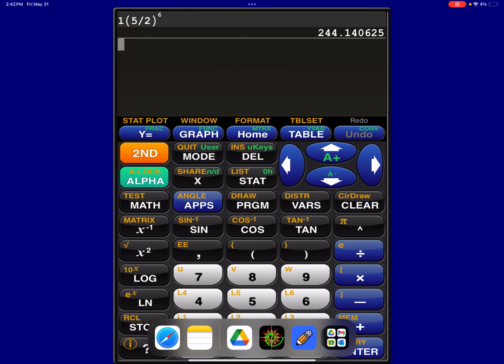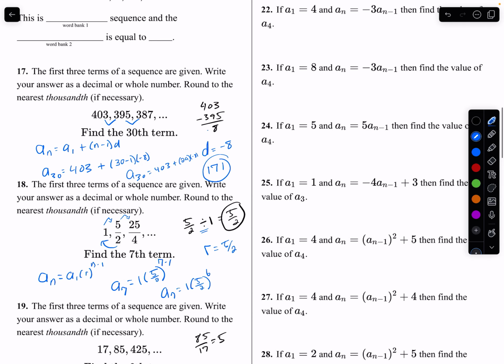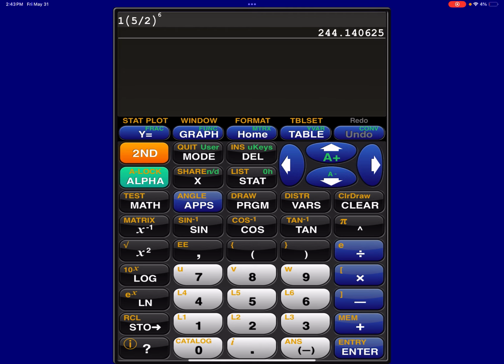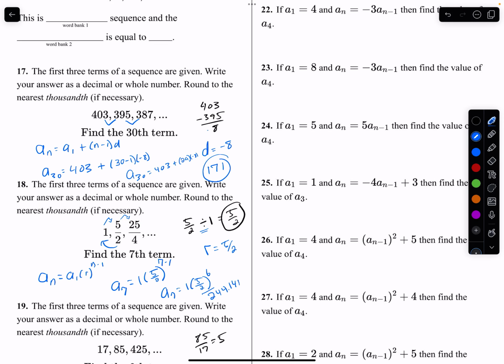244.14. Okay, and they're going to ask you to round, so you want to make sure you round accurately to the nearest thousandth. So it would be 244.141 to the nearest thousandth. It's 3 places. 141.